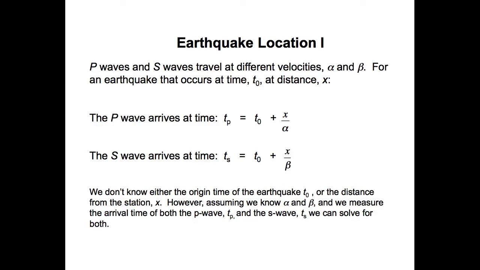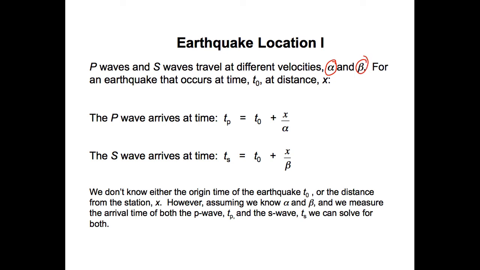Okay, so now we're going to talk about how we locate an earthquake. To be very specific, we locate the origin of the earthquake, the point on the fault where the earthquake first starts. And we do that using both P waves and S waves, and we take advantage of the fact that they travel at different speeds through the Earth. So we'll call the speed at which the P wave moves through the Earth alpha, and we'll call the velocity of the S wave beta.